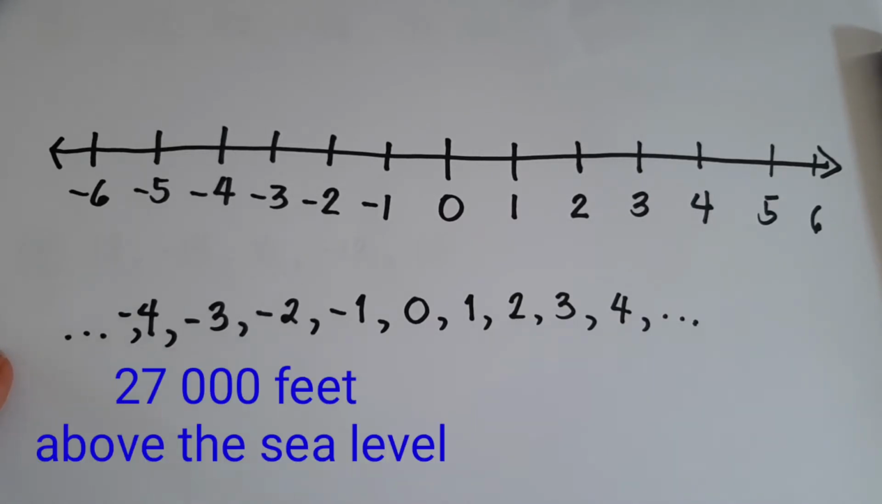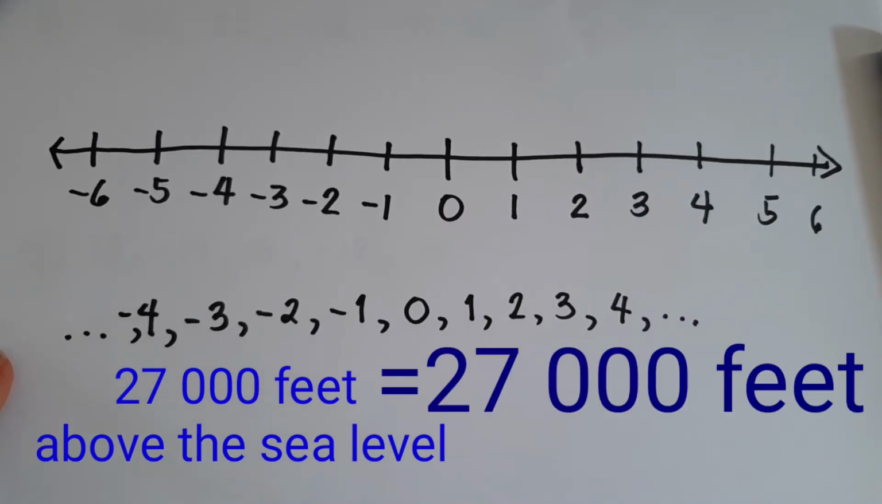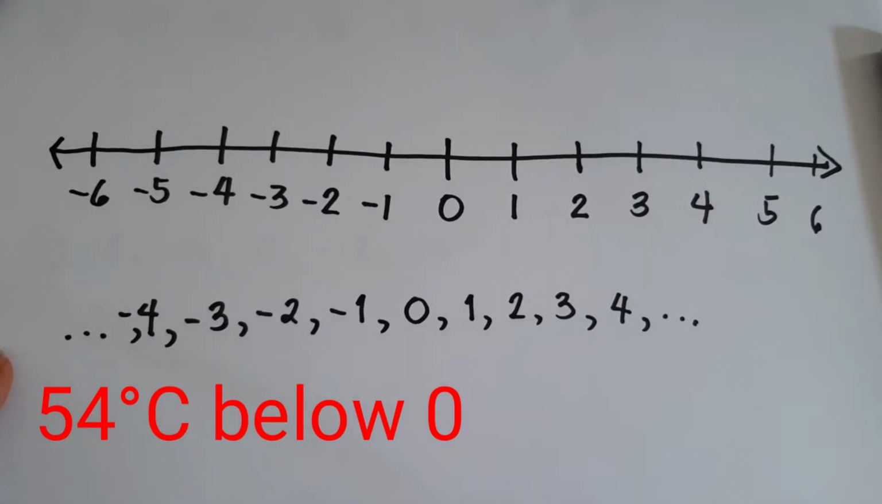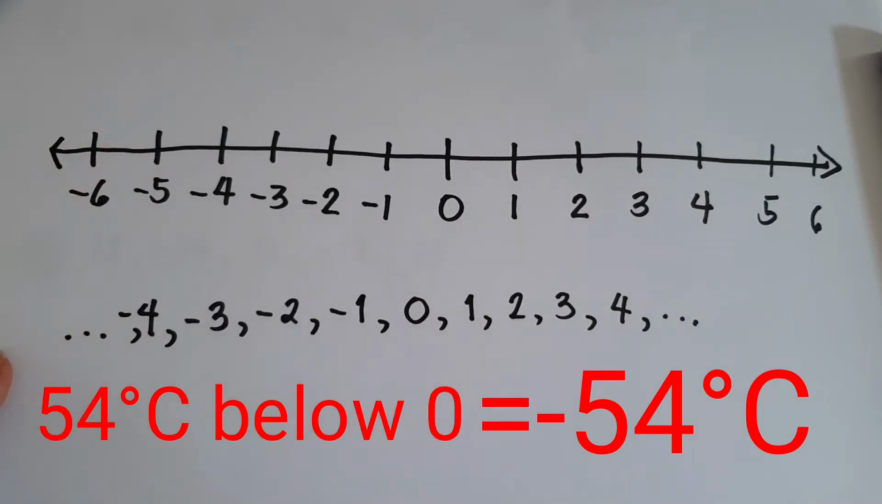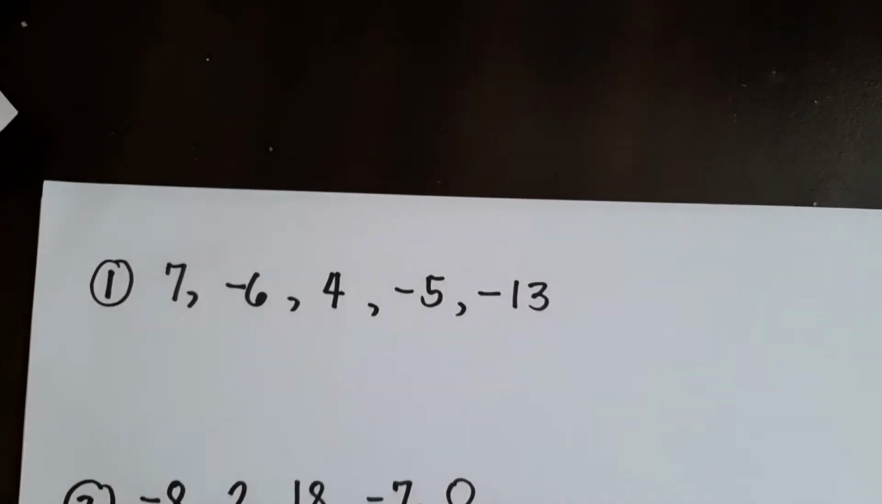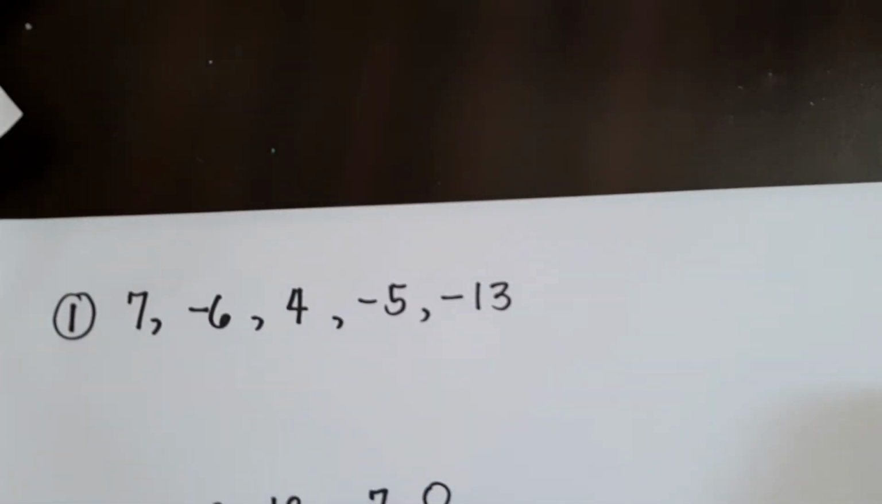Next, 27,000 feet above the sea level. So the keyword there is above, so therefore, positive 27,000 feet is the answer. Next, 54 degrees Celsius below 0. And the keyword there is below, so therefore the answer is negative 54 degrees Celsius.